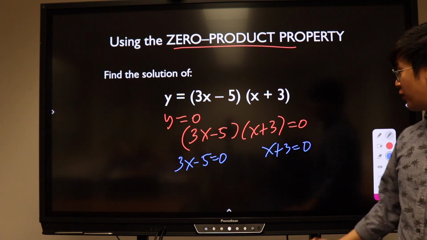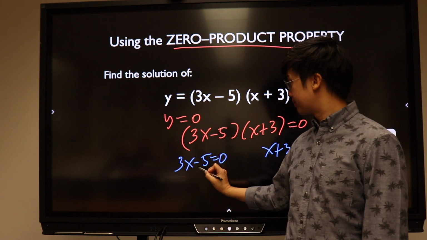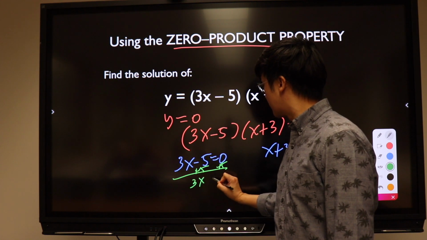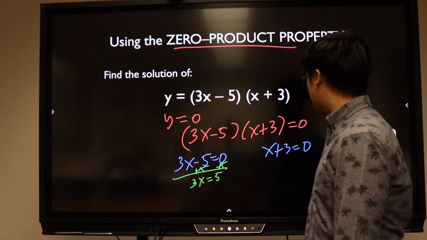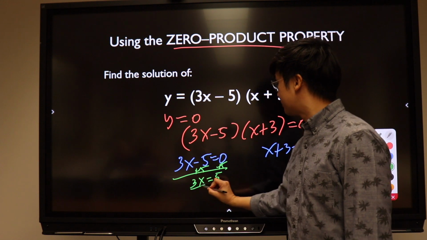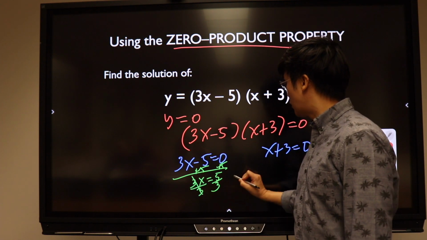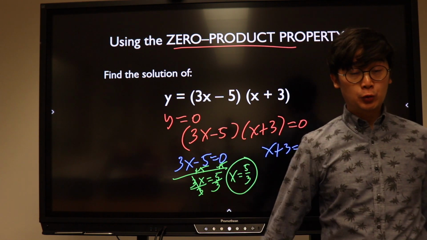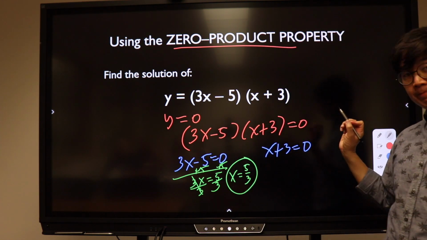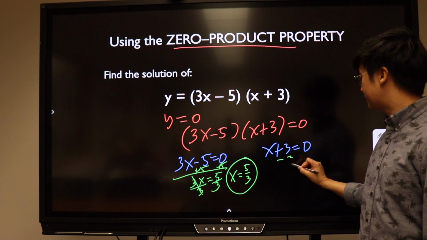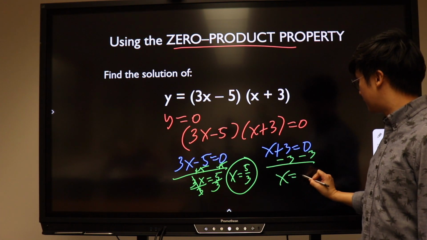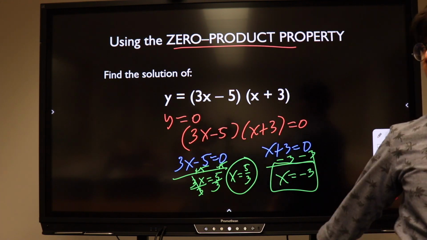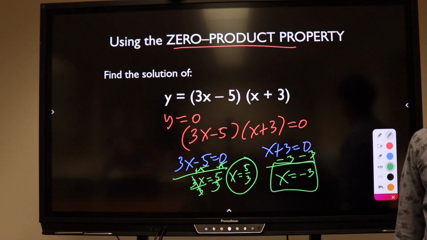What's the first move to solve for x on the first one? Plus 5. What's the next move? Divide by 3. So what is x? 5/3. That's the first solution. And what is the second solution? -3. Minus 3 from both sides. So we have two solutions, and those are 5/3 and -3.